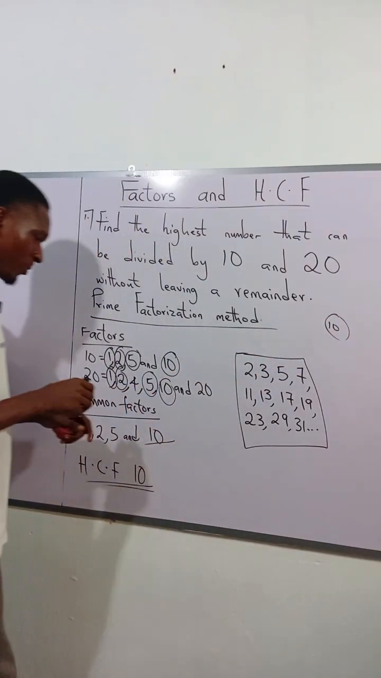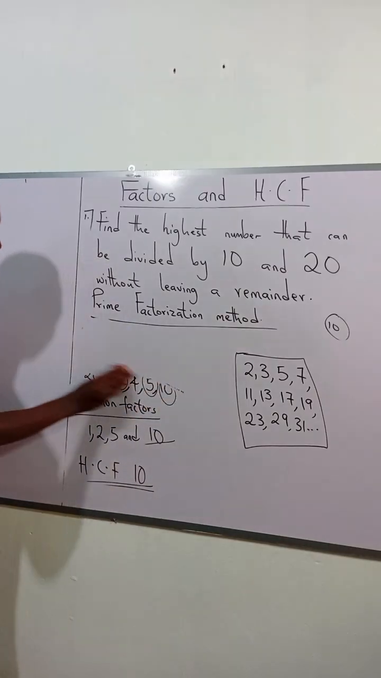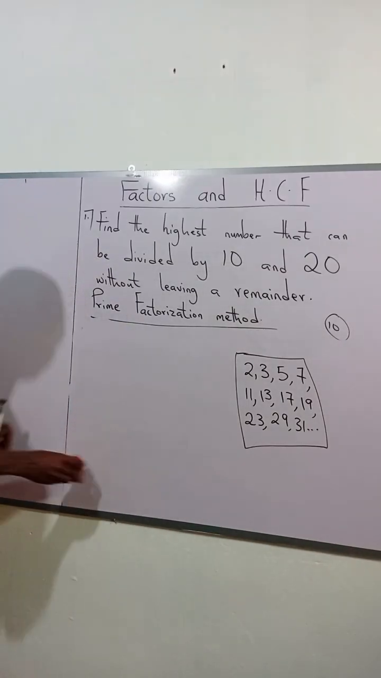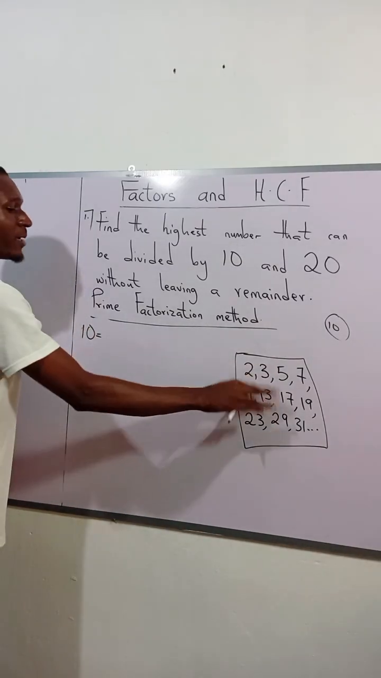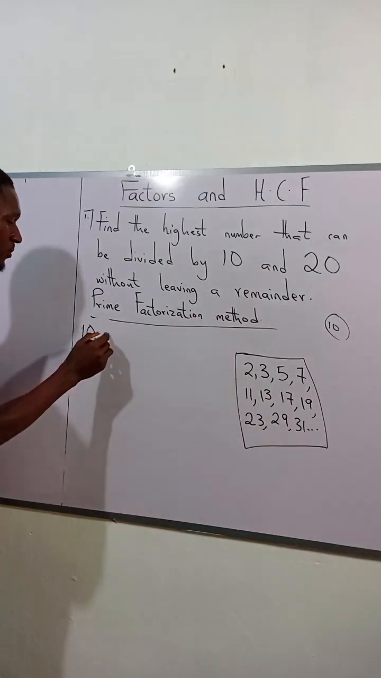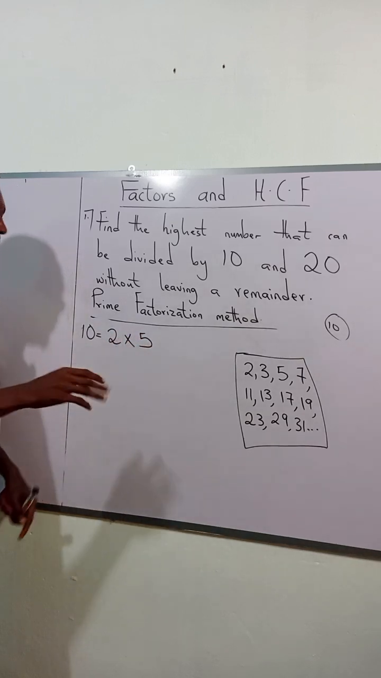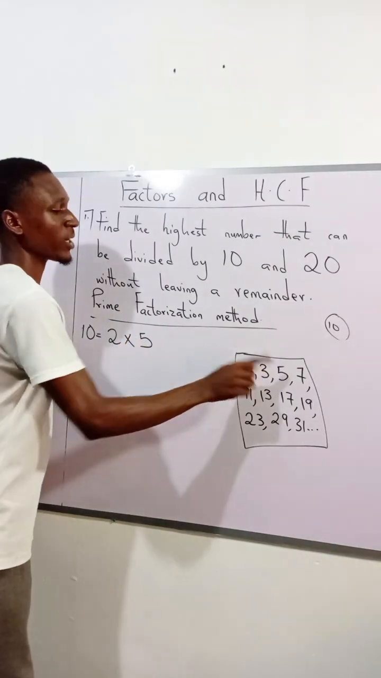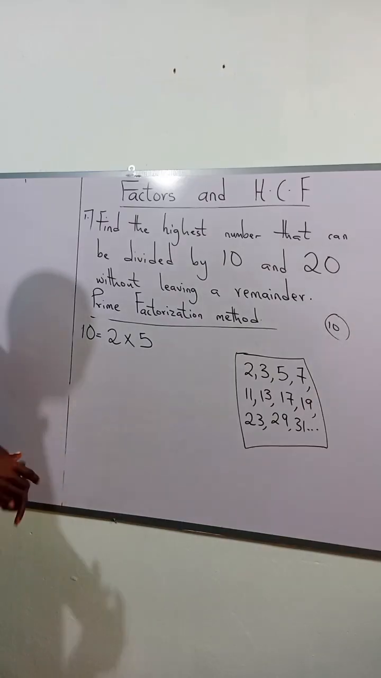Now let's go and check using our prime factorization method. Let's now check if we are going to get the same answer. 10. Remember what I said, we are going to break it down into prime numbers. We can get 10 by using 2 multiplied by 5. Yes, this is okay because 5 is a prime number. So we don't need to break 5 down. It's already a prime number. So these are the prime factors that we can give to 10.